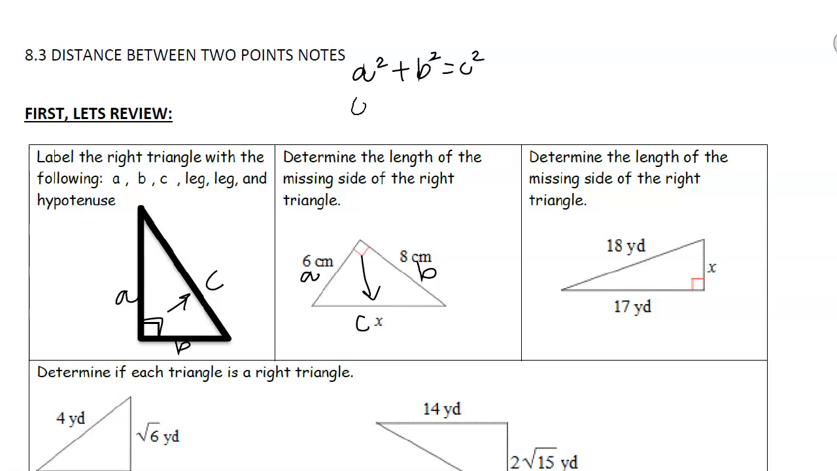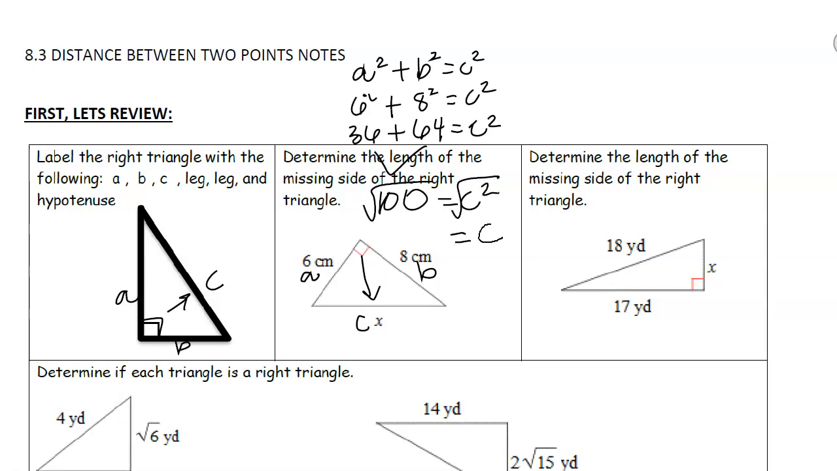So for A, I have 6 squared. For B, I have 8 squared. Then we have C squared. That's what we're looking for. 6 squared is 36. 8 squared is 64. And then since we're looking for C, we are going to add these two. And the last step is to square root. So square root of 100 is 10. So C equals 10.